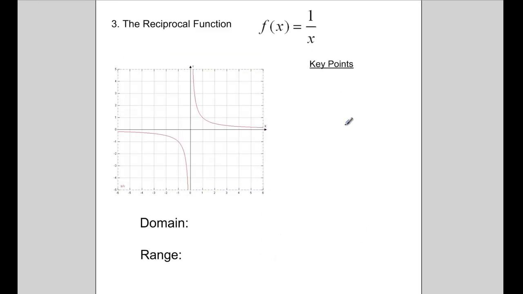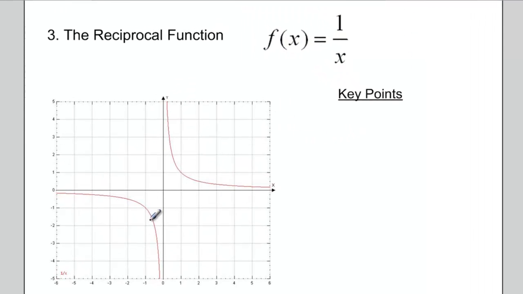Our third parent function that we're going to look at is called the reciprocal function. And this one tends to be the most difficult one to graph. The equation for it here is f(x) equals 1 over x. It seems simple enough, but look at this weird graph. There's actually 2 curves associated with this function. One of them in the positive x and y quadrant, and one of them in the negative x and y quadrant.